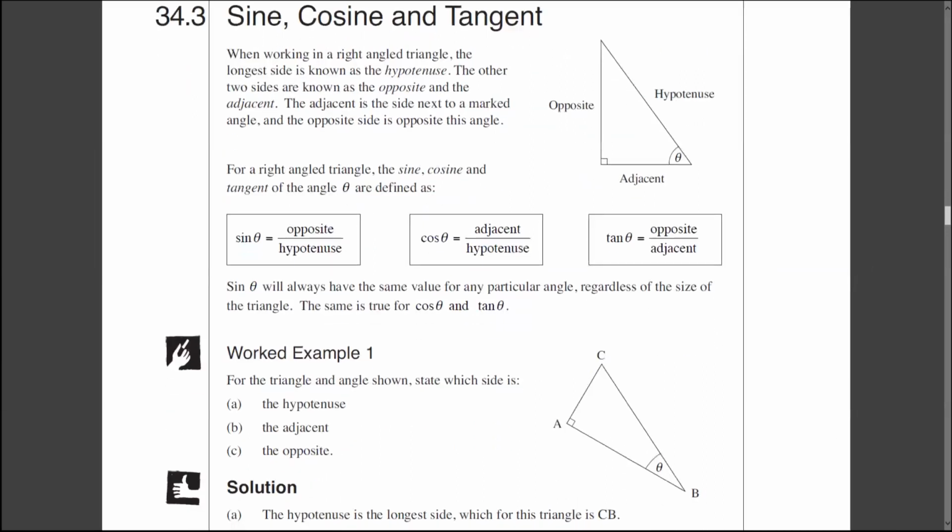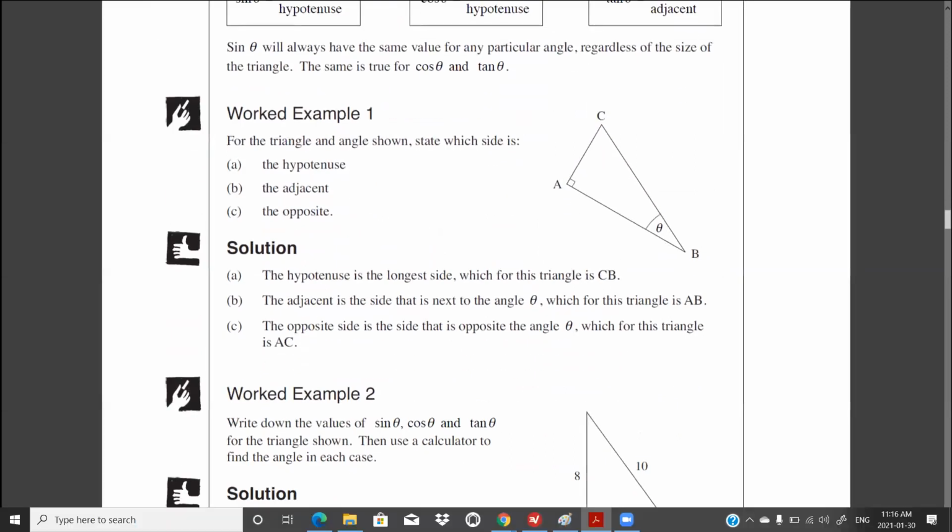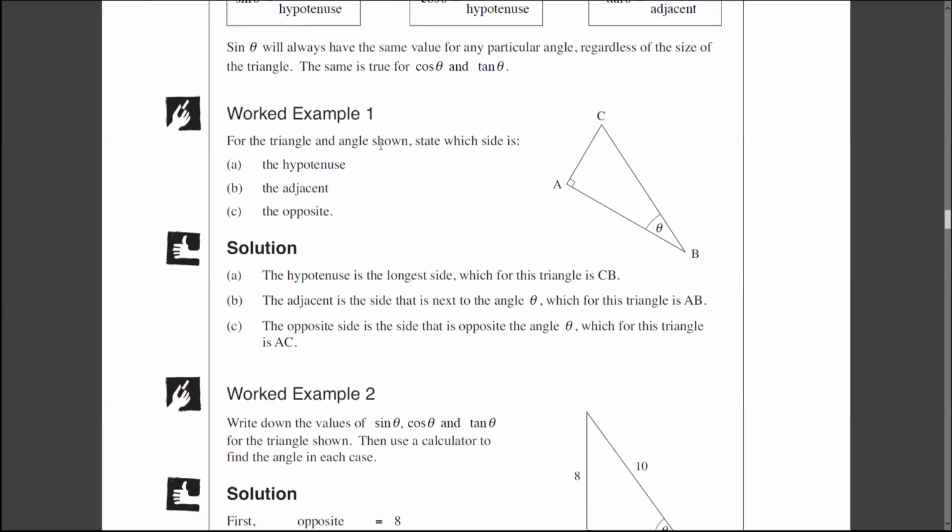All right, so if we go down to the worked example, it says for the triangle and angle shown, state which side is the hypotenuse. We know the hypotenuse is just the longest side, so C to B is the hypotenuse. The adjacent, from the marked angle, runs right along from A to B. And the opposite side is just opposite to the angle. In this case, length AC would be your opposite side.